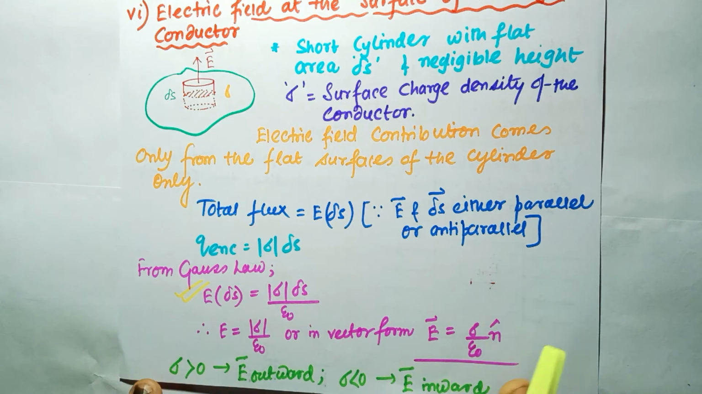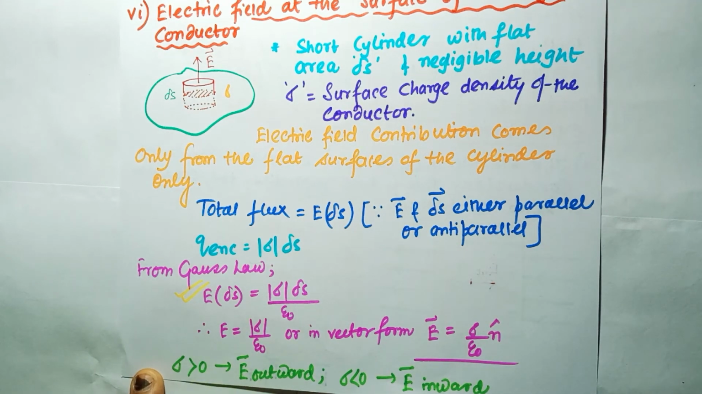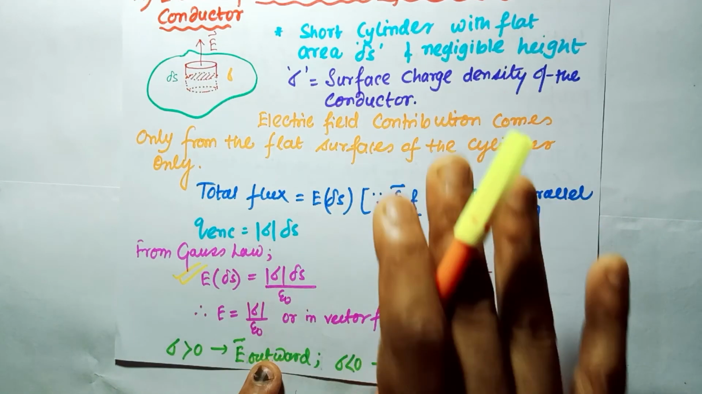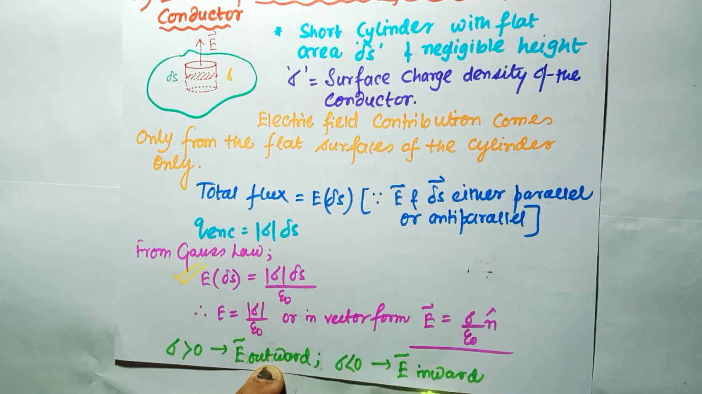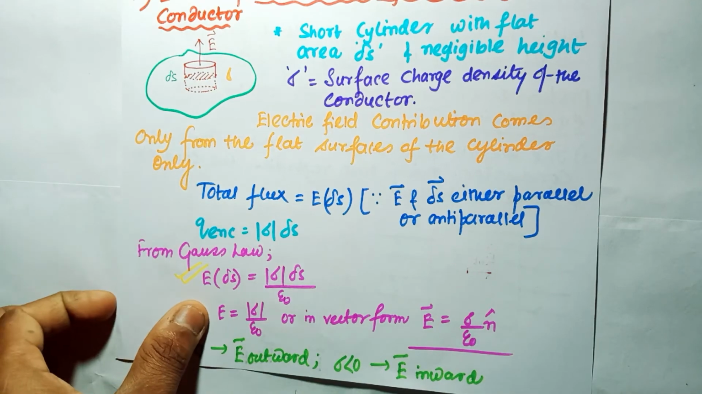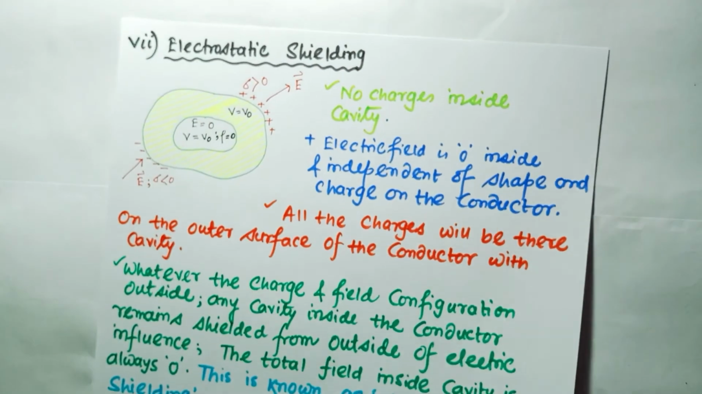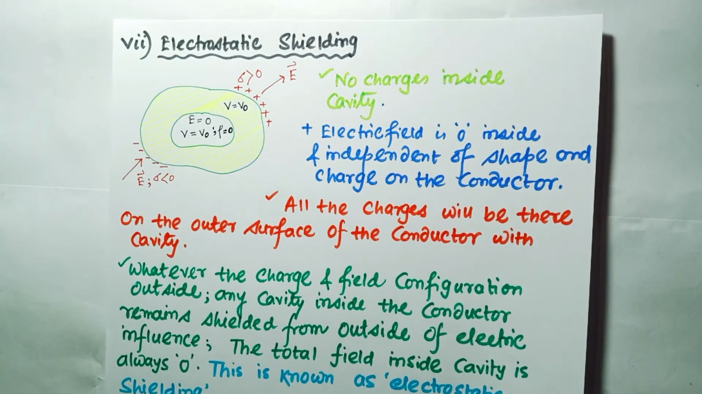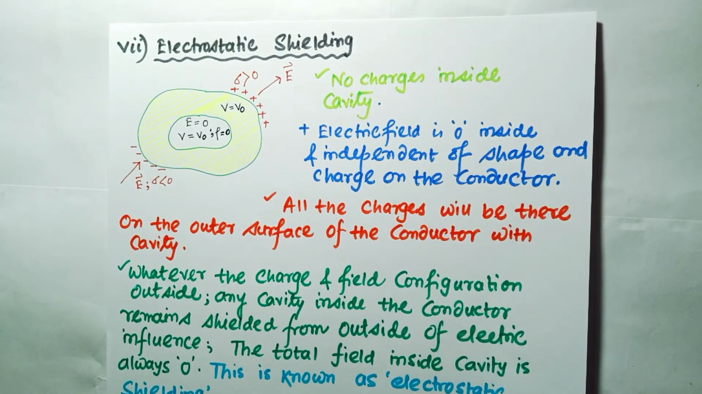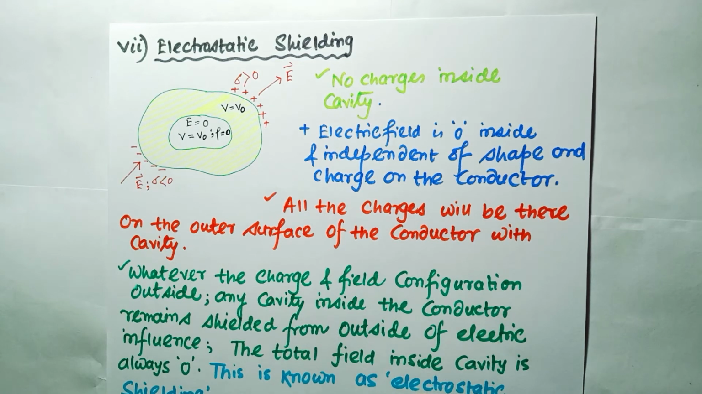So if sigma is for the positive charge, sigma is greater than 0, so the electric field will be acting outward from the conductor, and if the charge is negative, sigma will be less than 0, so the electric field will be acting inward for the negative charge density. So up to now we have seen the property of the conductor from the view of electrostatics. So now suppose I want to make a region in space free from the electric field or any of its partial components.